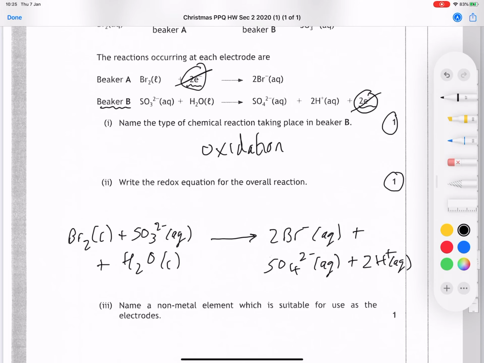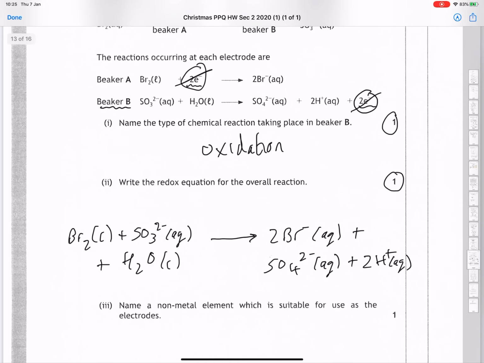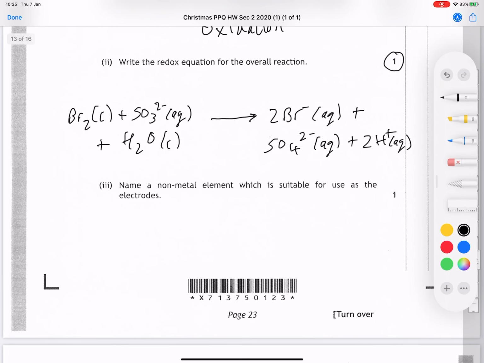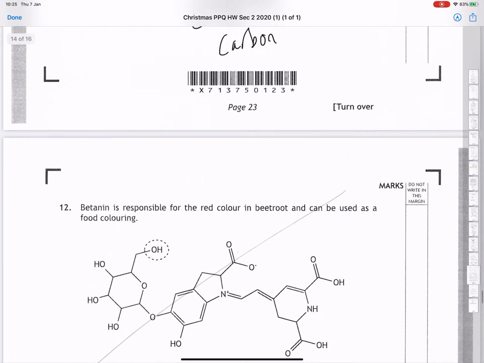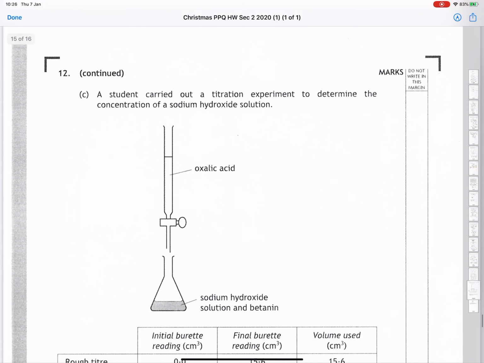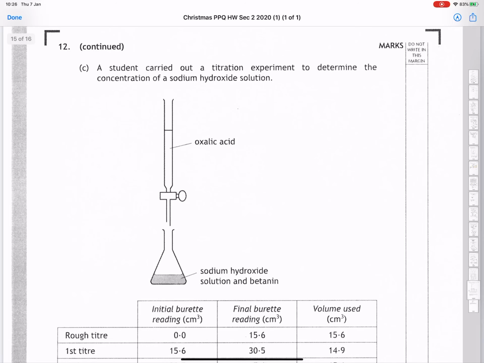Name a non-metal. We've done this quite a few times in experiments before. Graphite. Or if you wrote carbon, that's also accepted. Number 12, you can do. Part C, you could do though.